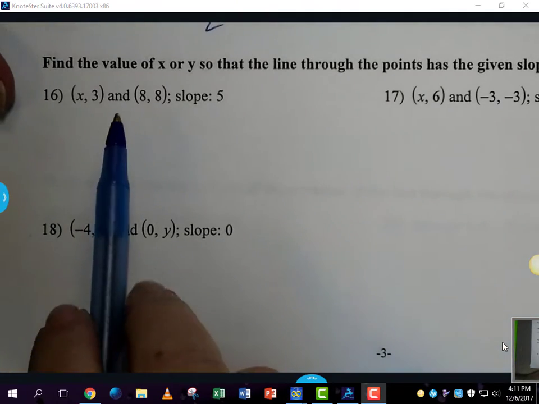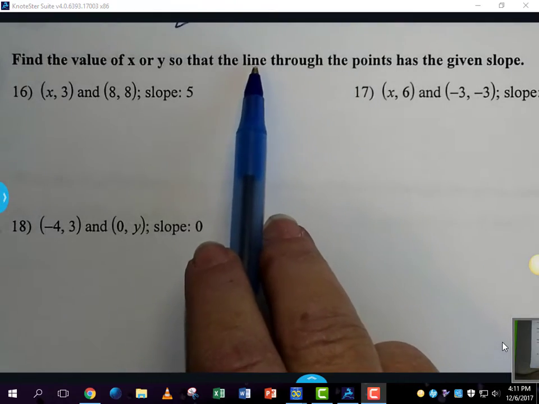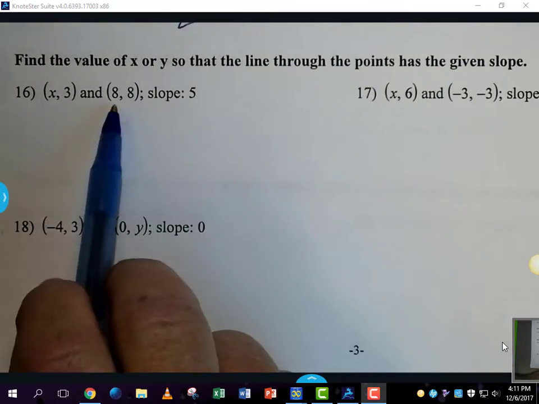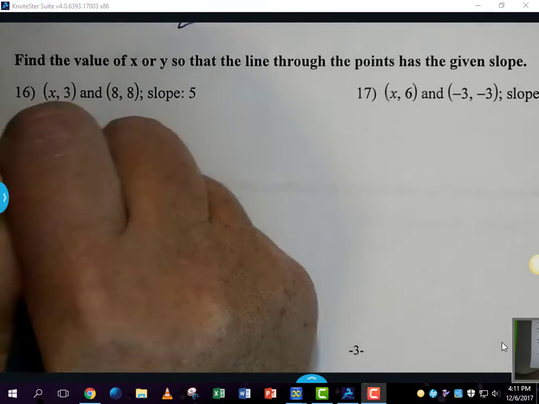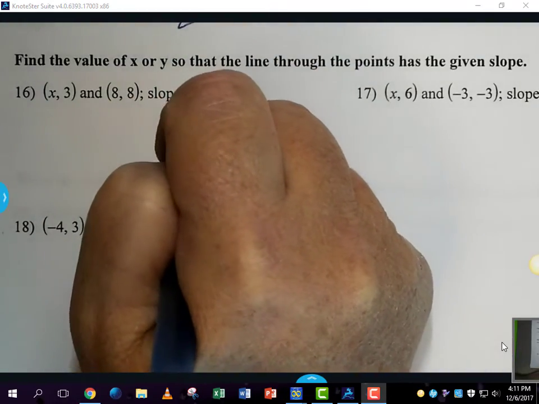All right, problem 16. Find the value of x or y so that the line through the points has the given slope. So what we need to do is realize that they are telling us that the slope is 5, or we could even say it's 5 over 1.